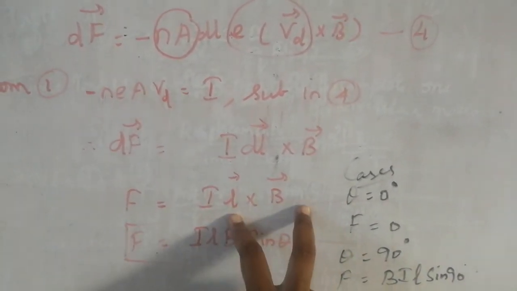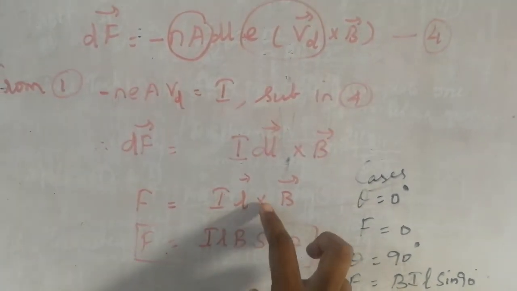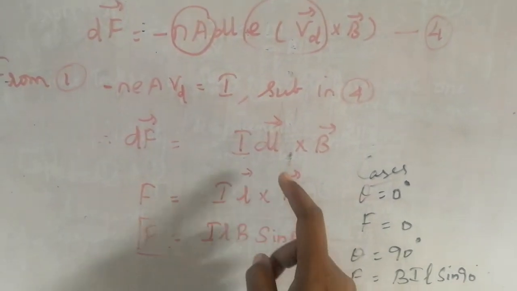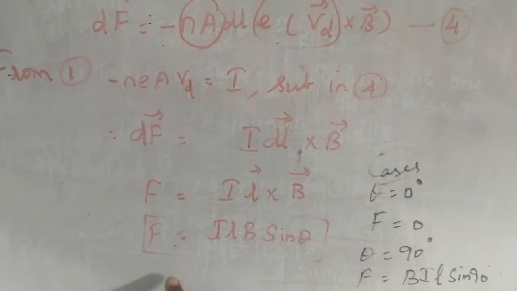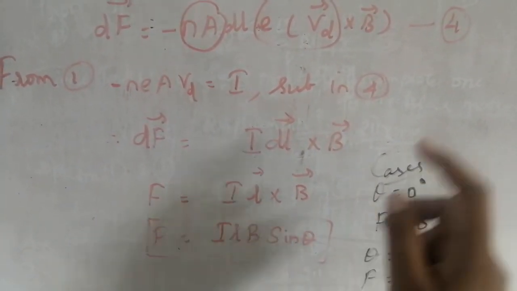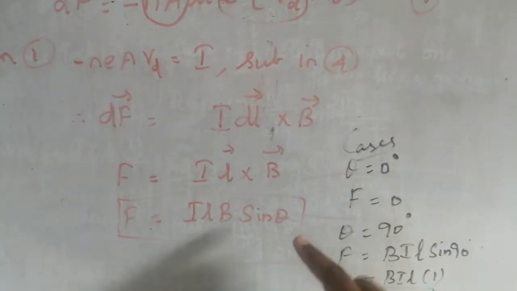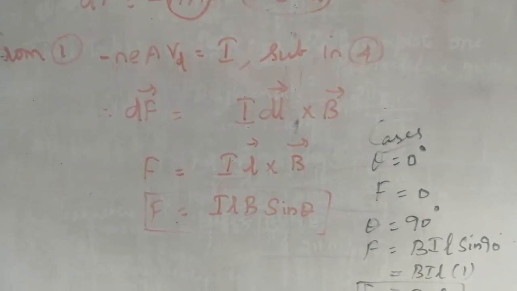As it is a cross product, you can write A vector cross B vector as AB sin theta. So I have I L cross B, which I can write as I L B sin theta. So my force F is equal to I L B sin theta. So when you have theta, you have to go for cases. Let me take two cases: when theta equals 0 and when theta equals 90 degrees.